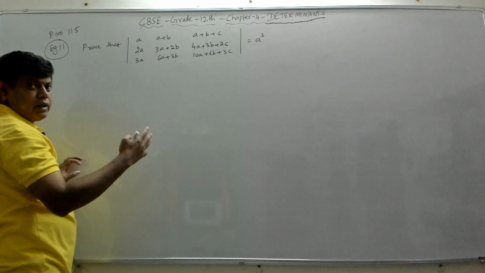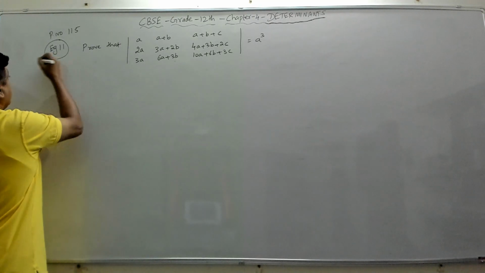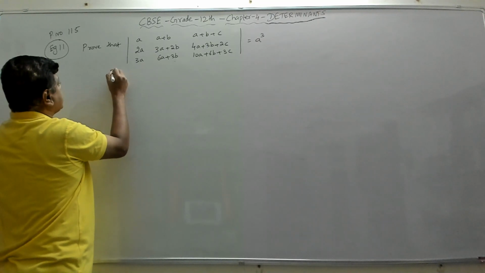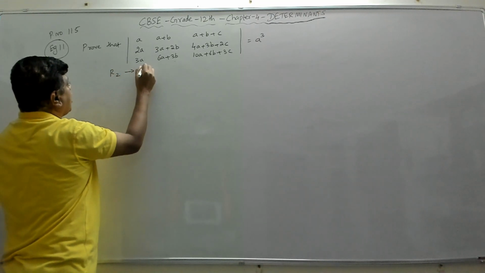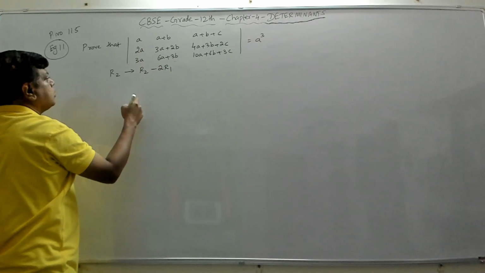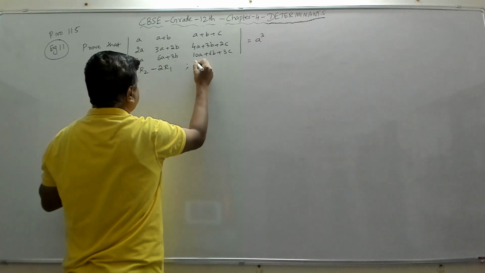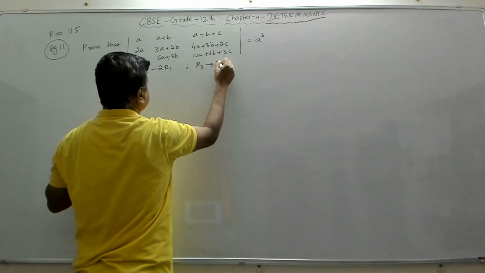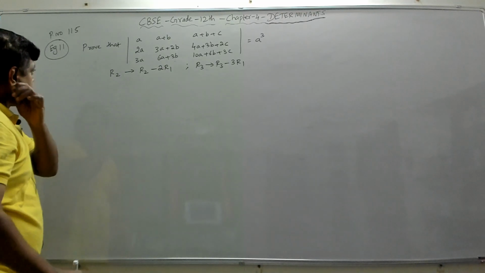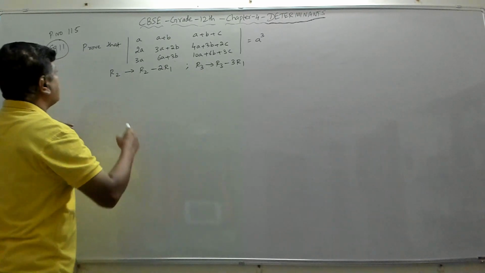So we are going to apply the 6th property, the row operation like this. R2 implies R2 minus 2 times R1, then this will become 0. Similarly, R3 implies R3 minus 3 times R1. If we apply these 2 row operations, what will happen to the determinant?